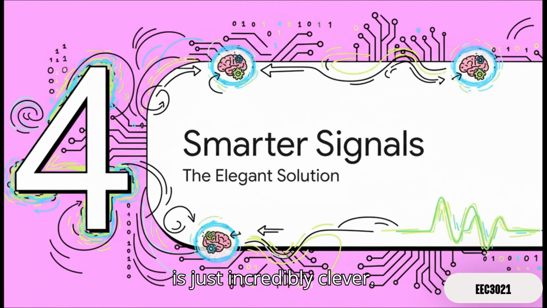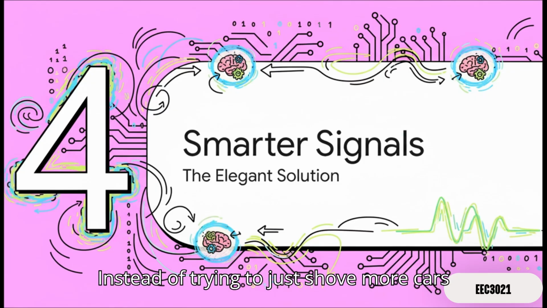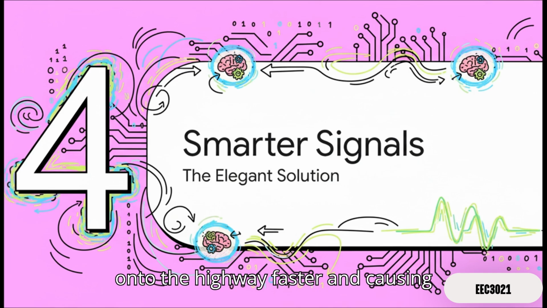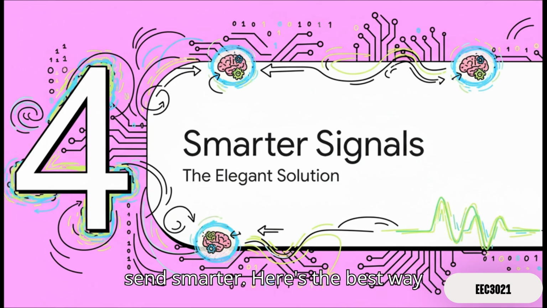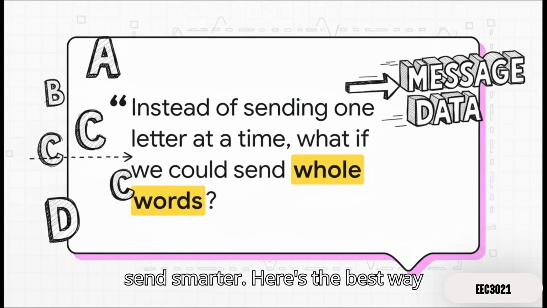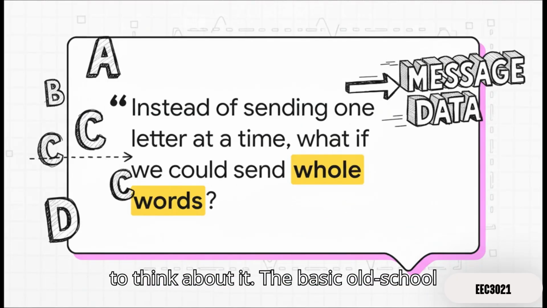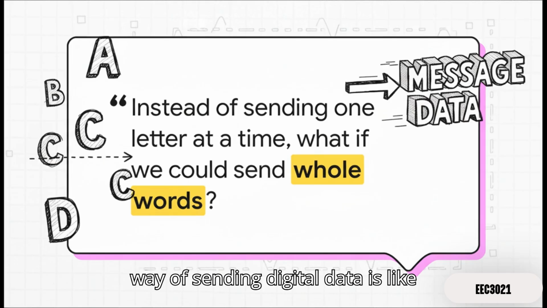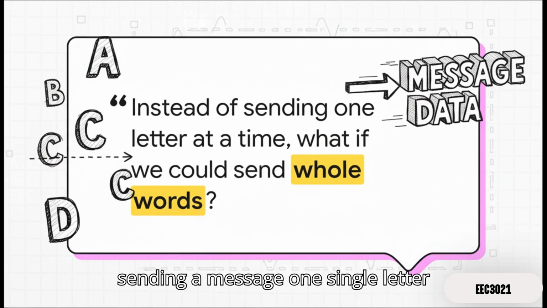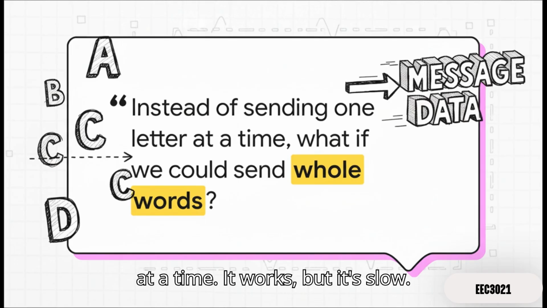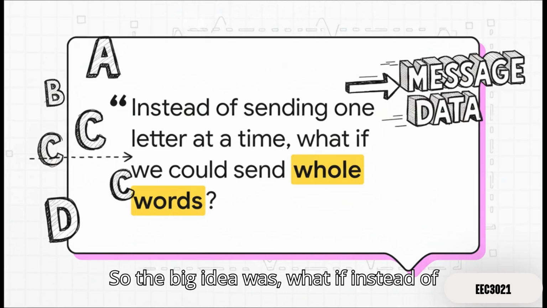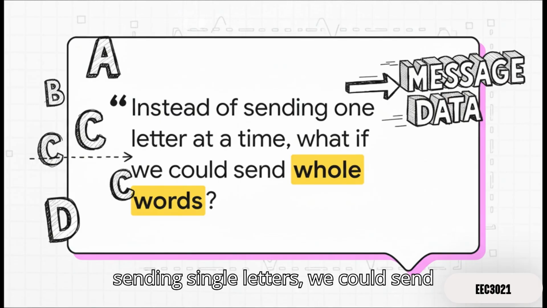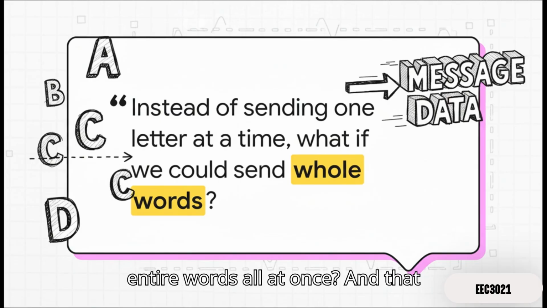Well, the solution is just incredibly clever. Instead of trying to just shove more cars onto the highway faster and causing massive traffic jams, we make each car we send smarter. Here's the best way to think about it. The basic old-school way of sending digital data is like sending a message one single letter at a time. It works, but it's slow. So the big idea was, what if instead of sending single letters, we could send entire words all at once?